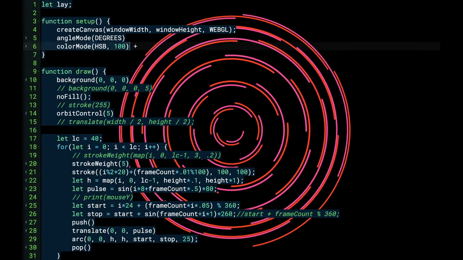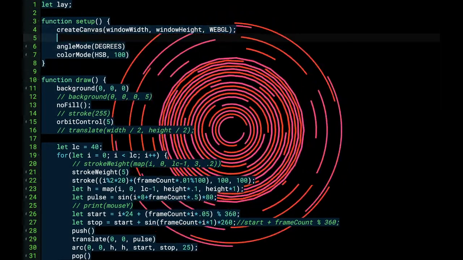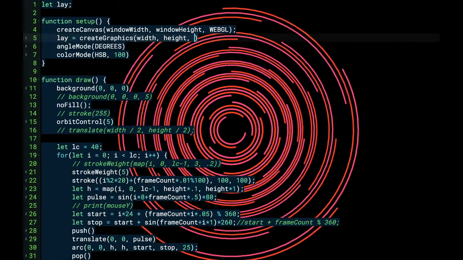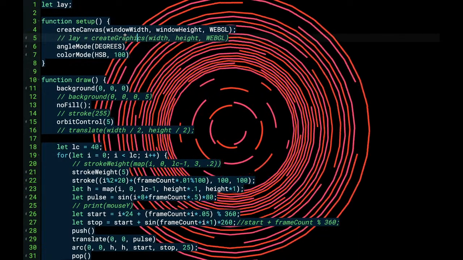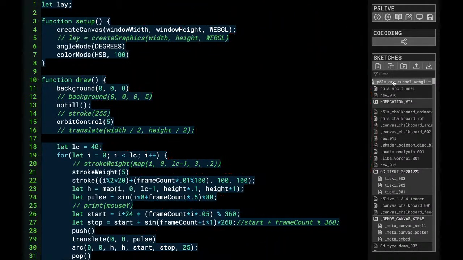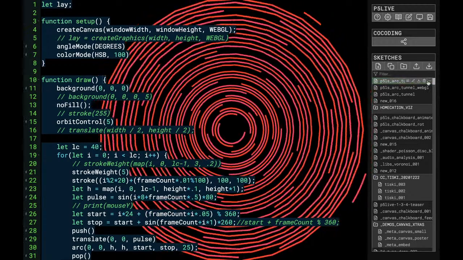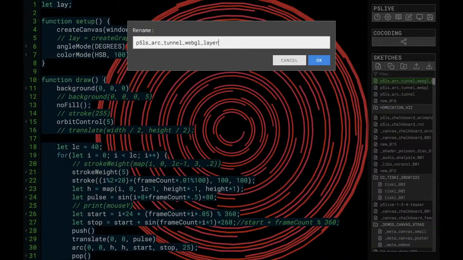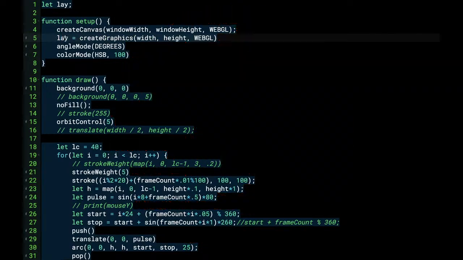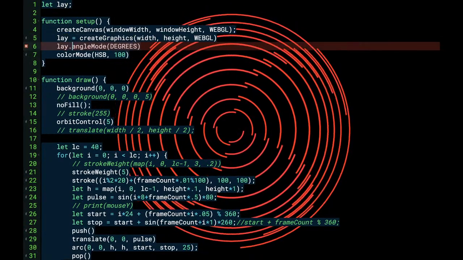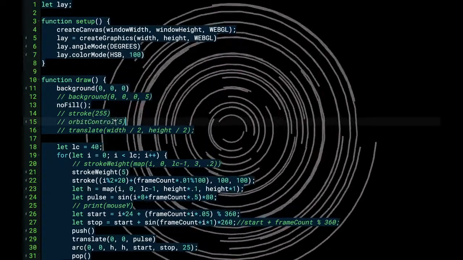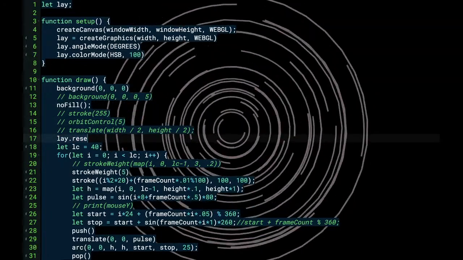I'll just call it layer. Tell the layer to be Webgl. Maybe before I do this, let's clone it one more time. And just say, make sure we're on this one. We are. Clone, and let's call this thing layer. And put everything onto the layer. So the angle mode is about the layer. The color mode is about the layer. We won't do any more orbit control. We have to reset this thing.